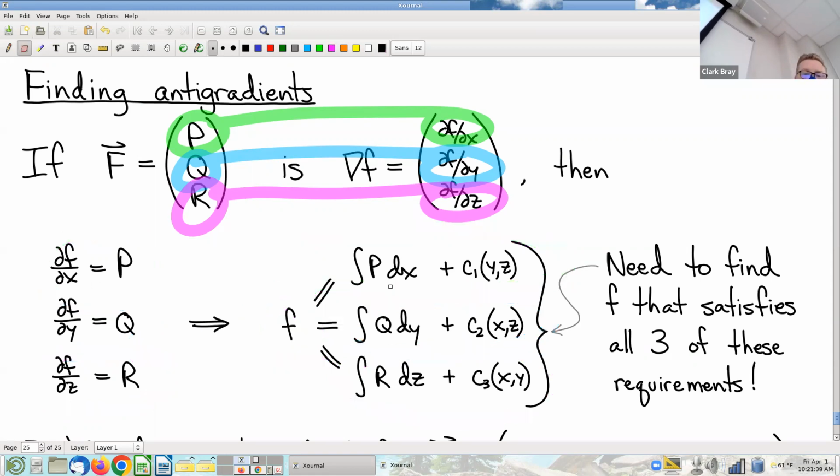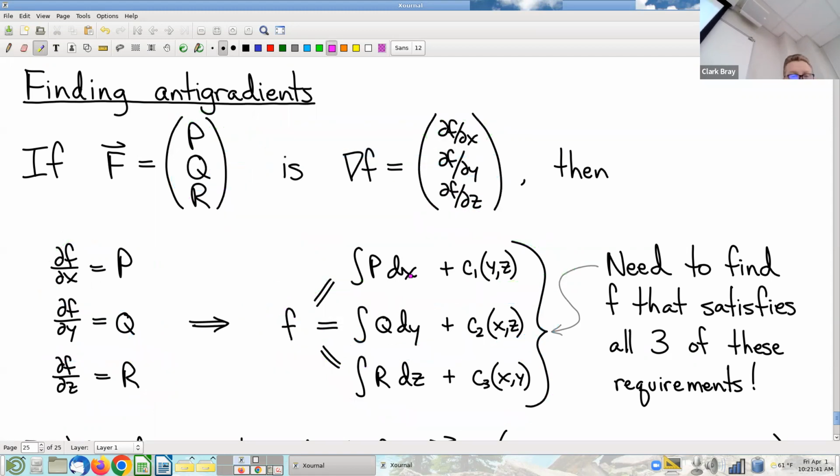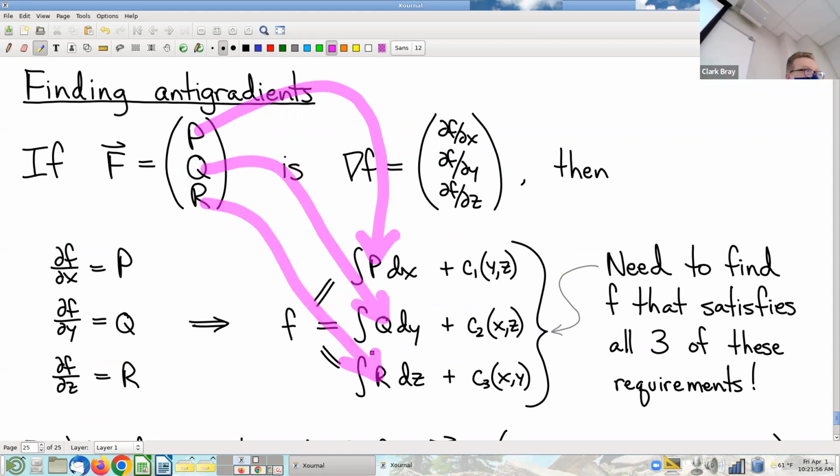Okay, so the punchline is, what our method boils down to is take these components, P, Q, and R. Take their antipartials with respect to x, y, and z respectively, right? And the function you're looking for has to be equal to all three of those.